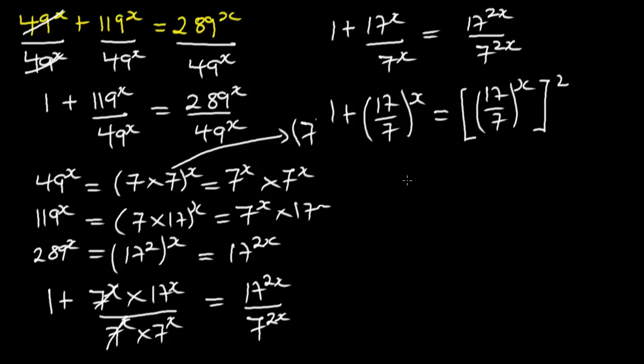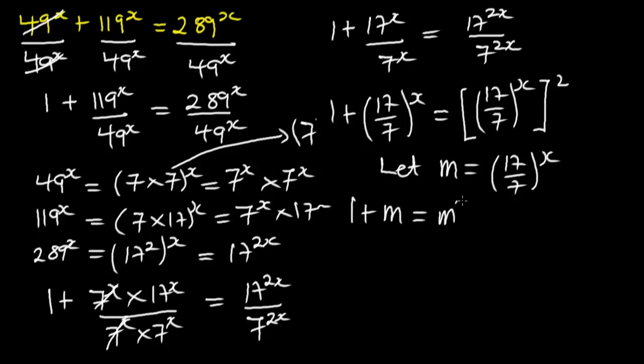So in this case we are going to represent these common terms by any variable. We are going to let the common term be equal to m. So m to be equal to 17 over 7 exponent x. So in place of 17 over 7 exponent x, we are going to write m. So doing that, we are going to have 1 plus m is equal to m squared. So let's transpose the terms at the left hand side to the right hand side.